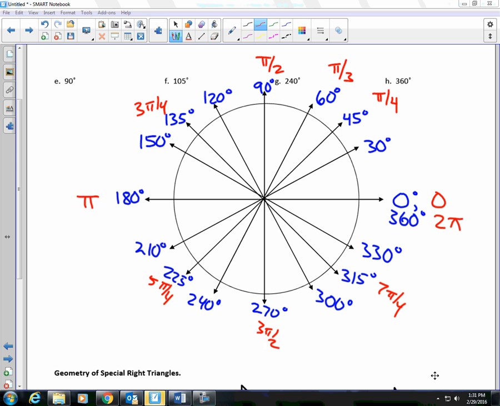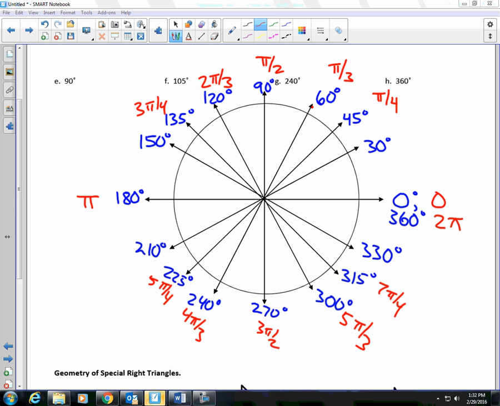So now I'm going to count again. I'm going to move around my 60s. Pi over 3. So that's 1 pi over 3, 2 pi over 3, 3 pi over 3, 4 pi over 3, 5 pi over 3, 6 pi over 3 brings me back to 2 pi.